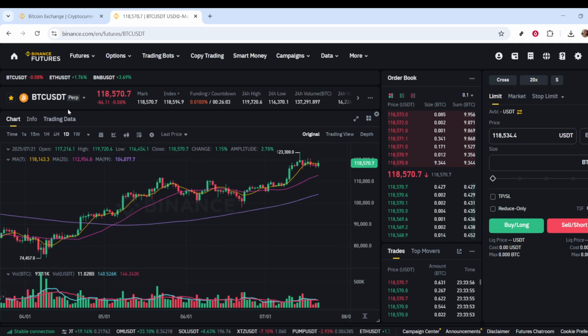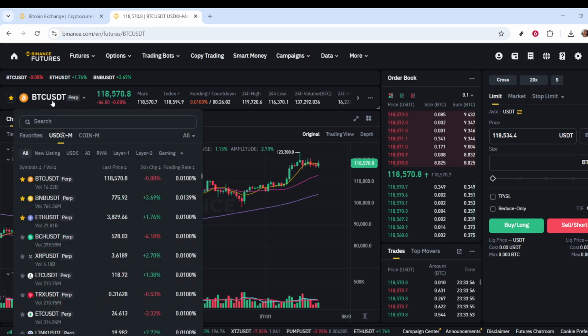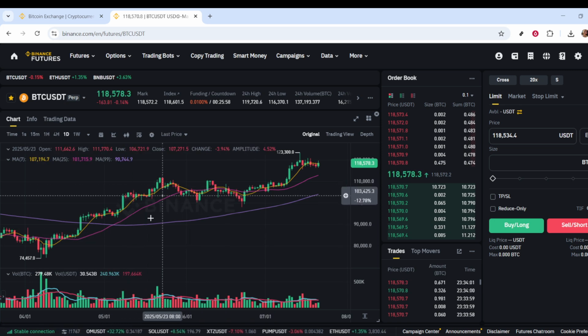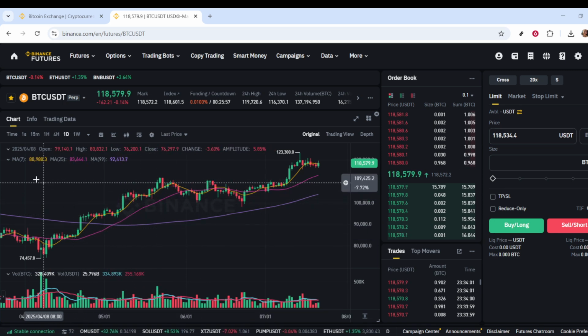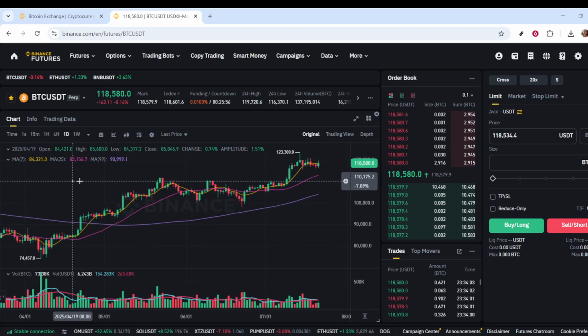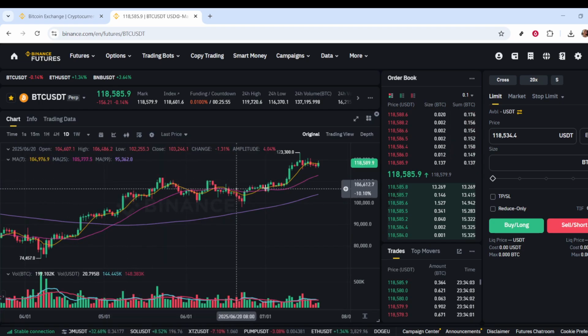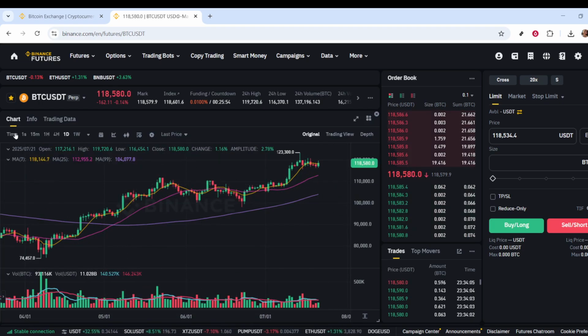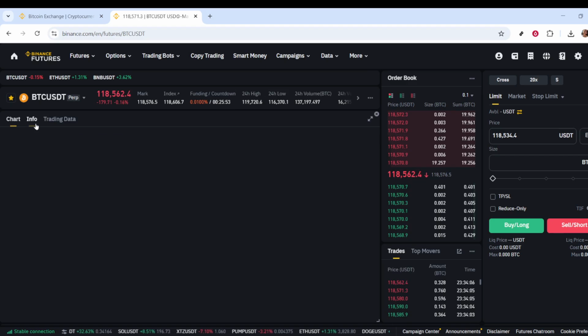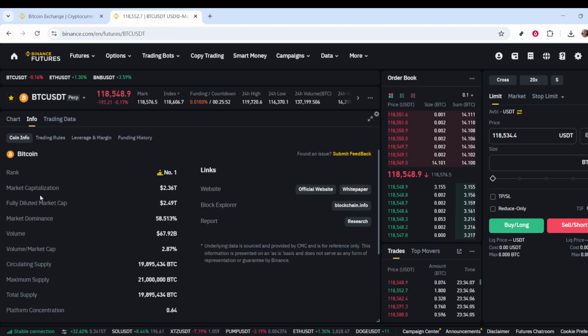Keep in mind that futures trading allows you to go both long or short, giving you opportunities regardless of market direction. After launching USDⓈ-M futures, take a moment to familiarize yourself with the interface. You'll see various elements on your screen, key among them being margin balances, profit and loss, commonly referred to as P&L, and different order types.